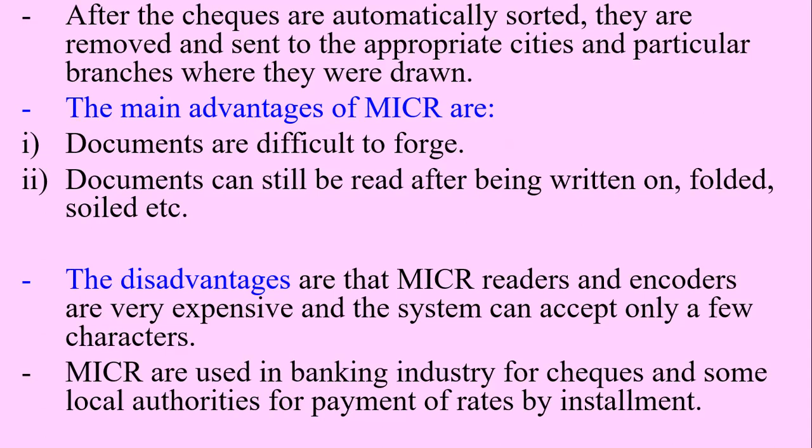The main advantages of using MICR include: number one, the documents are difficult to forge, and number two, the documents can still be read after being written on, forwarded, shelved, etc. However, the disadvantages that MICR has are that readers and encoders are very expensive, and the system can accept only a few characters. MICR is used in the banking industry for cheques and by some local authorities for payment of rates by instrument.